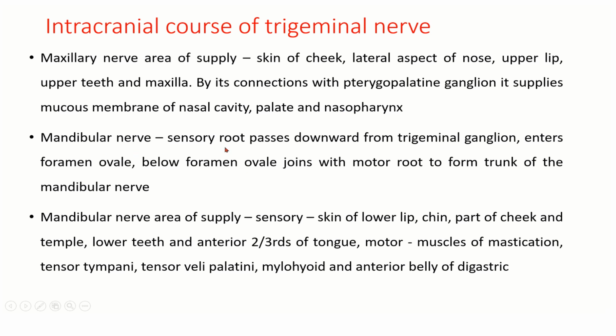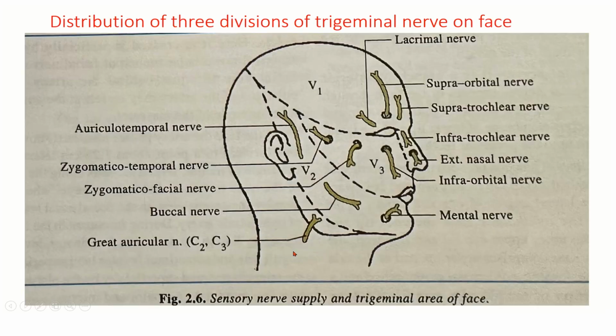Mandibular nerve: the sensory root passes downward from the trigeminal ganglion and enters the foramen ovale. Below the foramen ovale it joins with the motor root to form the trunk of the mandibular nerve. Now the mandibular nerve's area of supply. The sensory fibers supply the skin of the lower lip, chin, part of the cheek and temple, lower teeth and anterior two-thirds of the tongue. The motor fibers supply the muscles of mastication, tensor tympani, tensor veli palatini, mylohyoid and anterior belly of digastric.